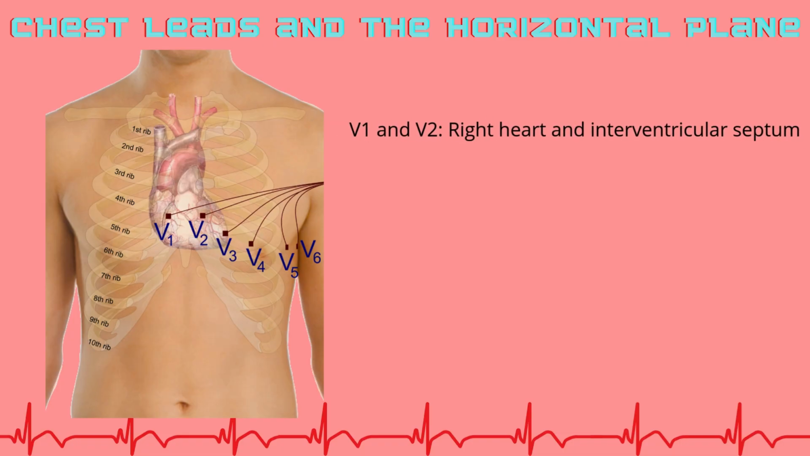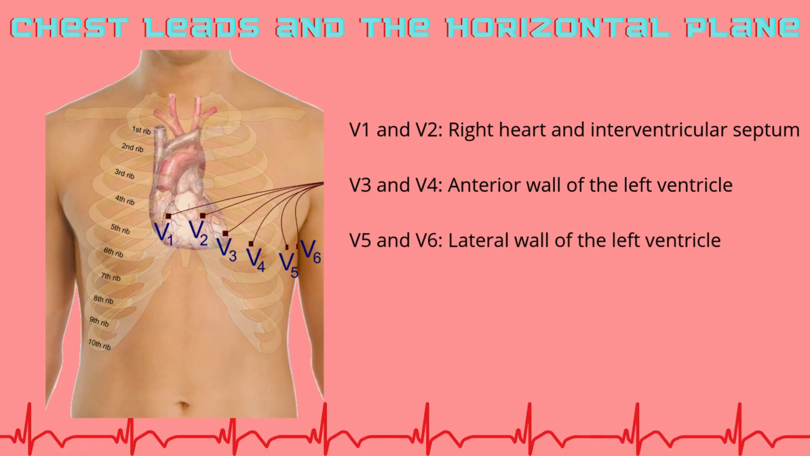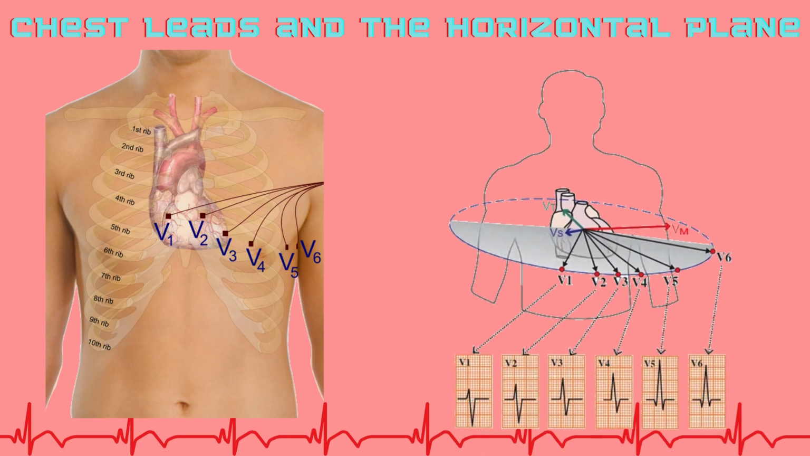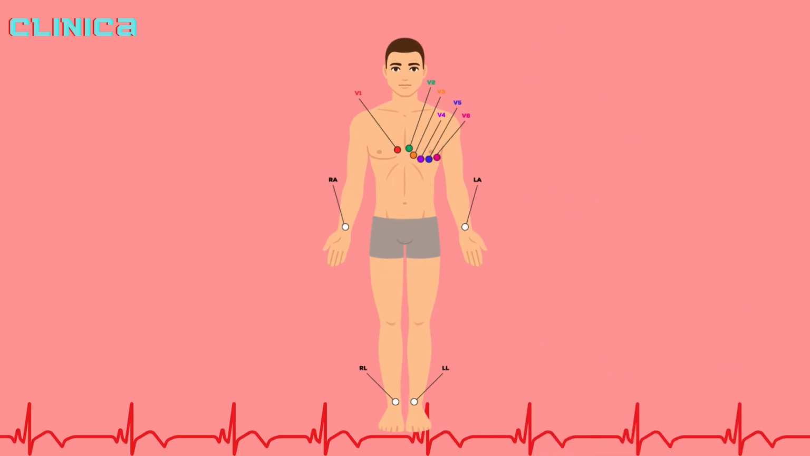V1 and V2, right part of the heart and interventricular septum. V3 and V4, anterior wall of the left ventricle. V5 and V6, lateral wall of the left ventricle. These leads are unipolar, meaning they measure electrical activity from the heart relative to a central reference point. Understanding which part of the heart each lead views is essential for interpreting abnormalities.